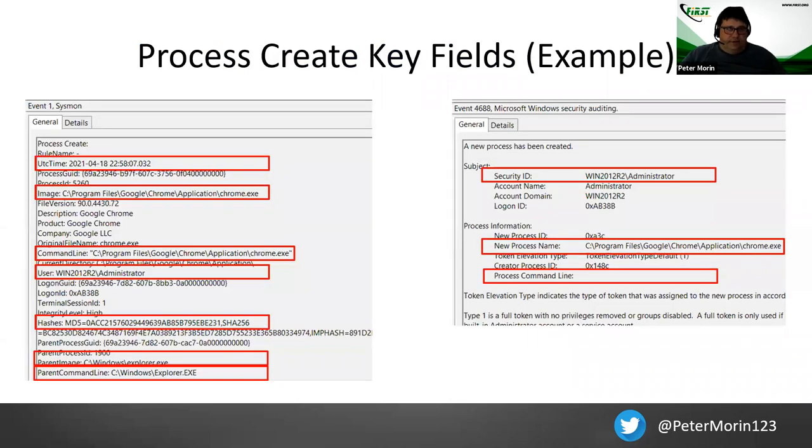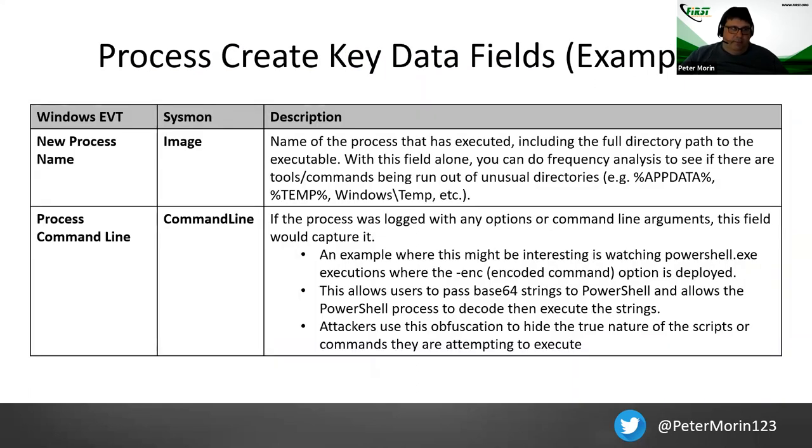So your process create is going to create a number of different fields. For example, on the left you've got a Sysmon event, and on the right you've got the same event, but in a 4688 Windows security event. So you can see on the left I'm going to see things, whether it's time and so forth, and I'm going to see certain things on the right. To break that down, this is a good comparison.